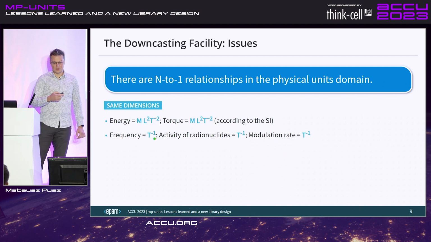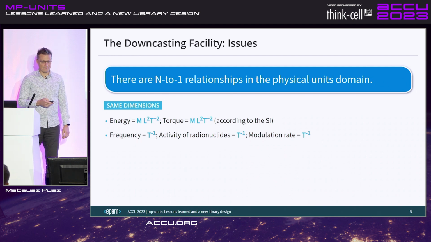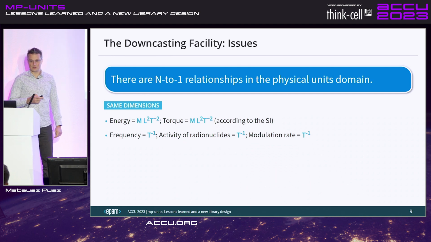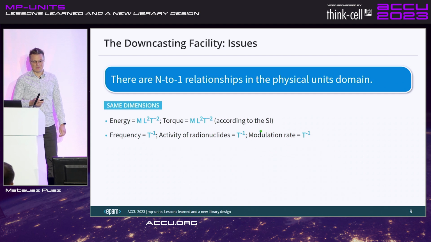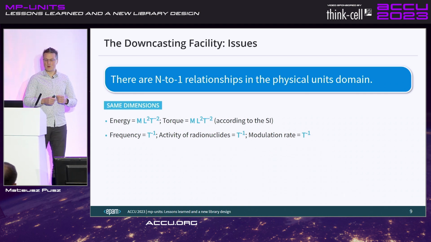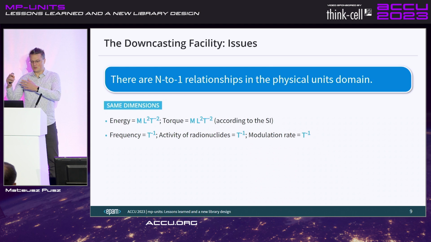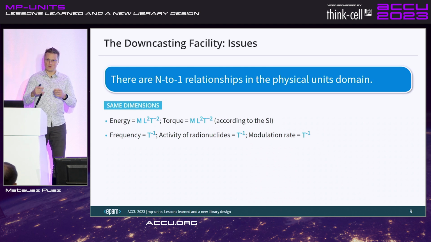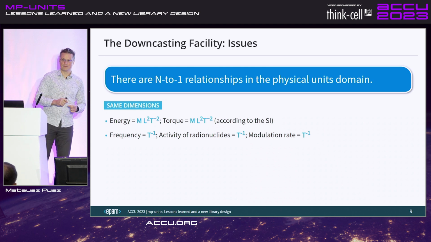Frequency also is time to -1, right? Also activity is time to -1, and modulation rate is time to -1. So all of them are exactly the same dimension. So there's no one-to-one. If I have time -1 power in my framework, which user type should I use?